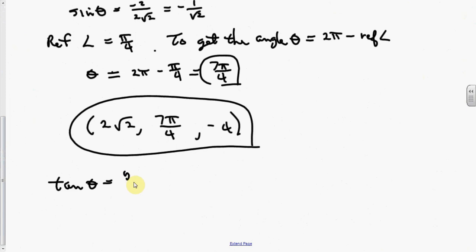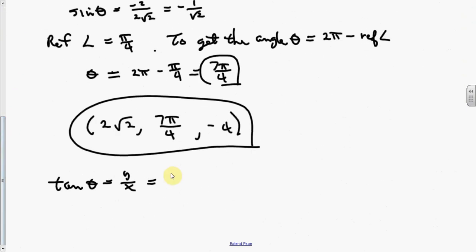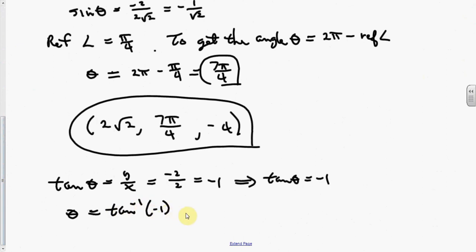So tangent theta is equal to y over x. It's negative 2 over 2. We get negative 1. And so when is tangent equal to negative 1? Now you can do this: theta is equal to tangent inverse of negative 1. It'll spit out 7 pi over 4, or it'll say negative pi over 4. It's the same thing.